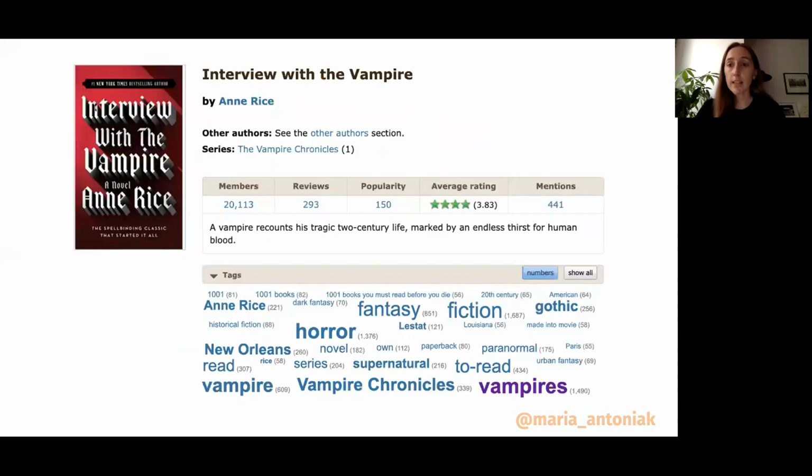Each book has its own tag cloud made up of all the tags that have been applied by users to that book. For example, these are the top tags for Interview with a Vampire by Anne Rice. You can see both tag text and the number of times that tag has been applied to this book. Each user also has a tag cloud of all the tags they've applied.